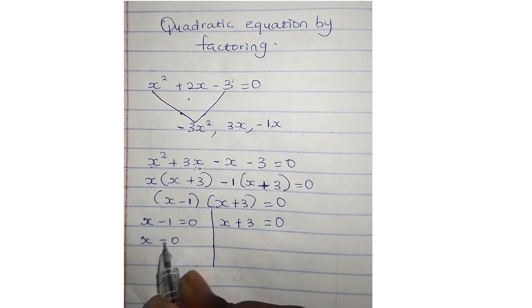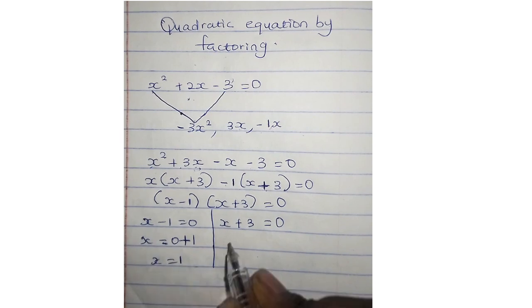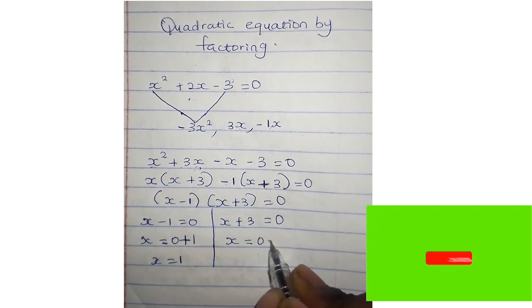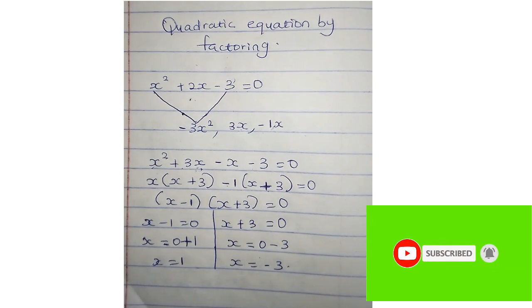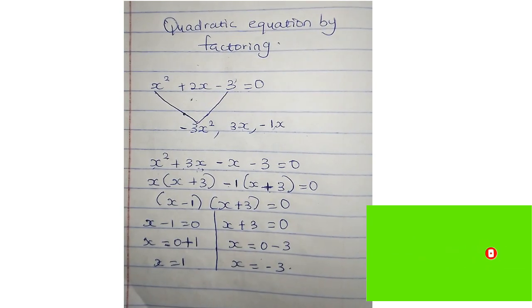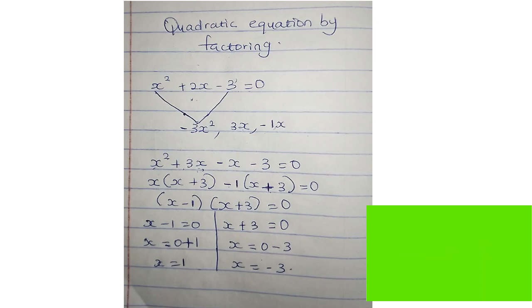x is equal to 0. When this crosses, it becomes plus 1. x is equal to 1. Then x here is equal to 0 minus 3. And x here becomes negative 3. It's as easy and simple as this. So we're going to take another example right away.